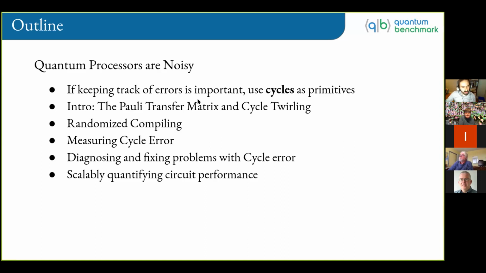And then next, I need to introduce a little bit of background. I'll introduce something called the Pauli transfer matrix and cycle twirling. After that, I'll talk about a very important application of cycle twirling called randomized compiling, which is a way to improve the performance of an application quantum circuit. And then I'll talk about how we actually characterize the errors of these cycles, and maybe a little bit of how we might fix up problems with cycles at the gate level. And finally, I'll show a way that we think that we can scalably quantify circuit performance.